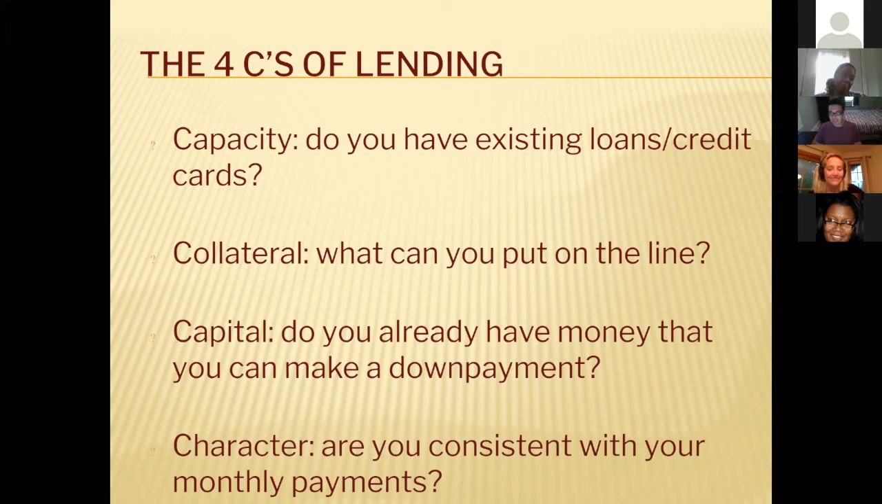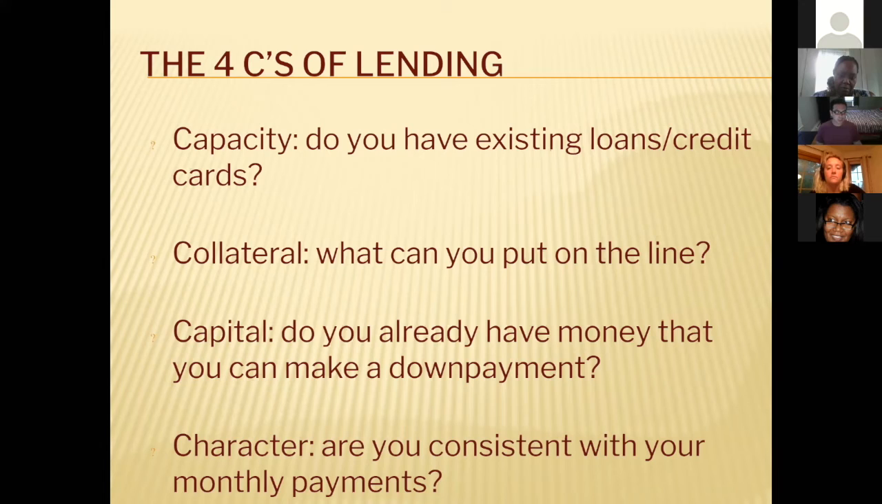So the 4 C's of lending, as we call it, are different ways a bank determines how good it would be to loan you money. The first C is capacity. If you have existing loans and credit card debt, a large amount of that, a bank might be less likely to want to loan you money. Versus if you have lower debt, they'll be more comfortable loaning you money.